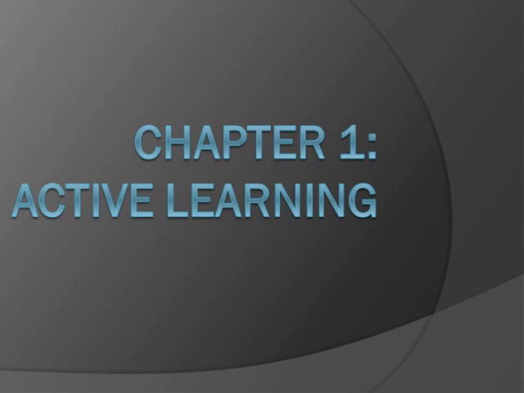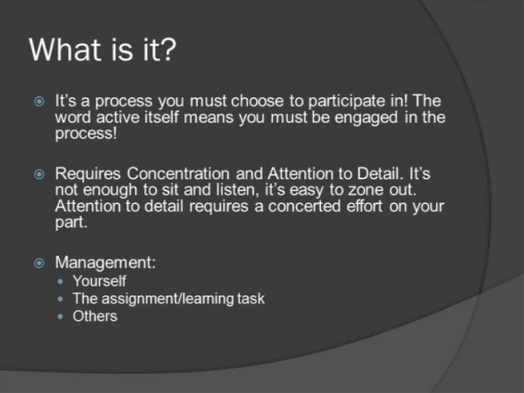For the first lesson, we'll be going over Chapter 1 from the textbook. Chapter 1 will be discussing active learning. Now you may ask, what is active learning? Well, it's a process you must choose to participate in. The word active itself means you must be engaged in the process. If you're not paying attention, if you're not trying, you're not actively learning.